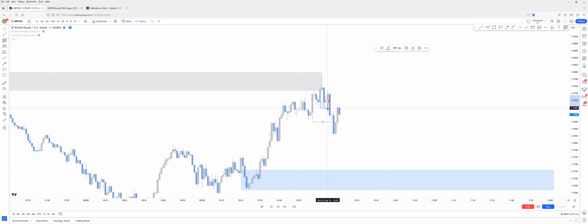So this is a really nice and huge volume candle. This is a nice volume candle too. But in itself, this volume candle was enough to open a trade. Of course, alongside all of the other criteria.